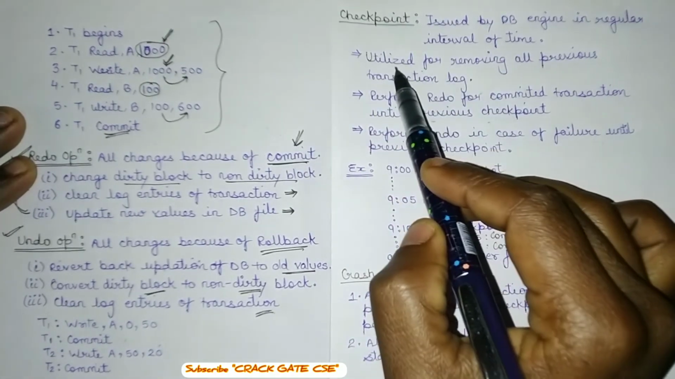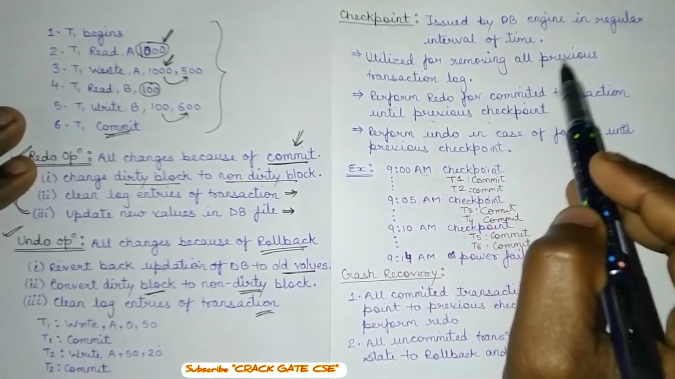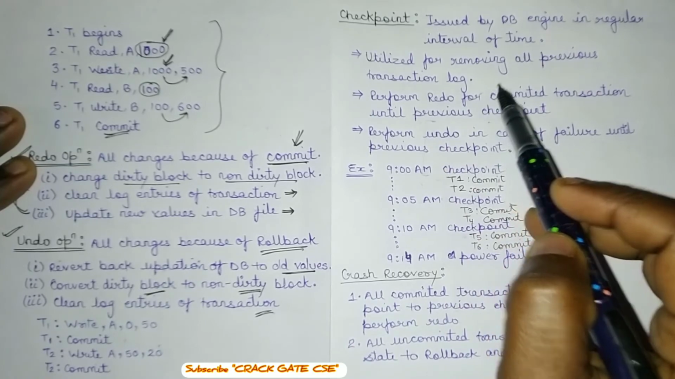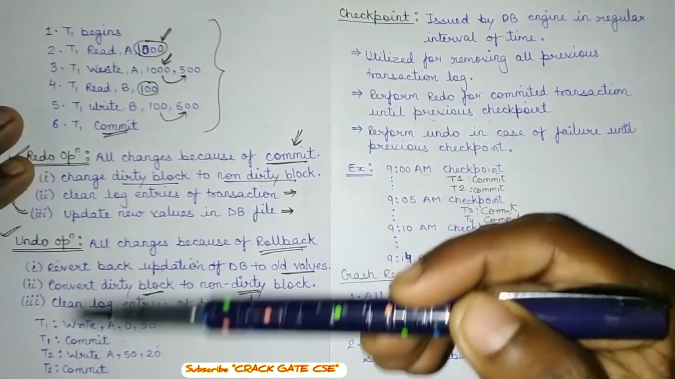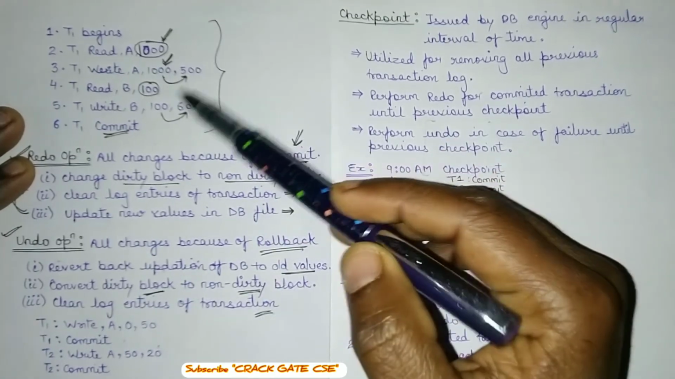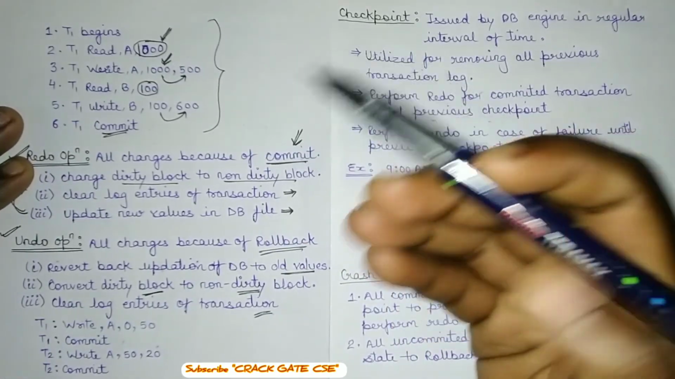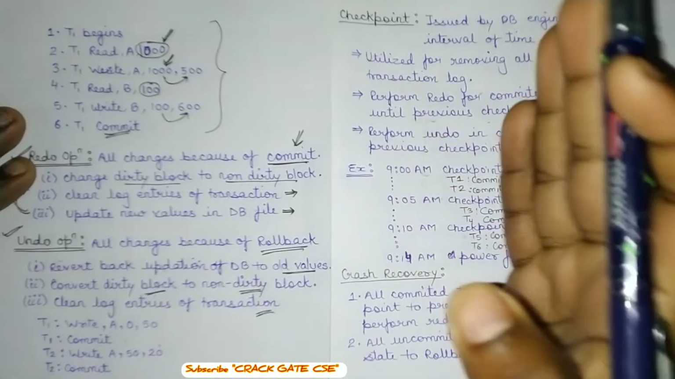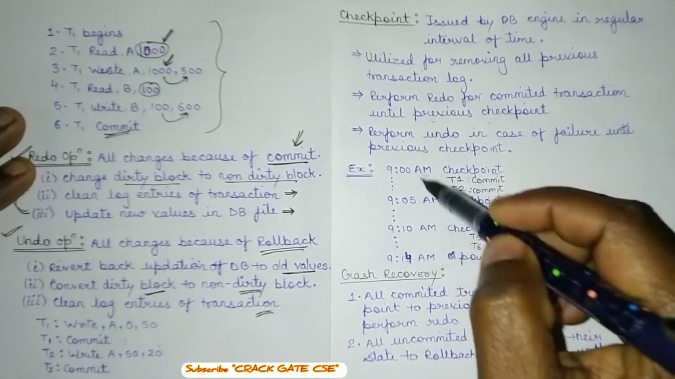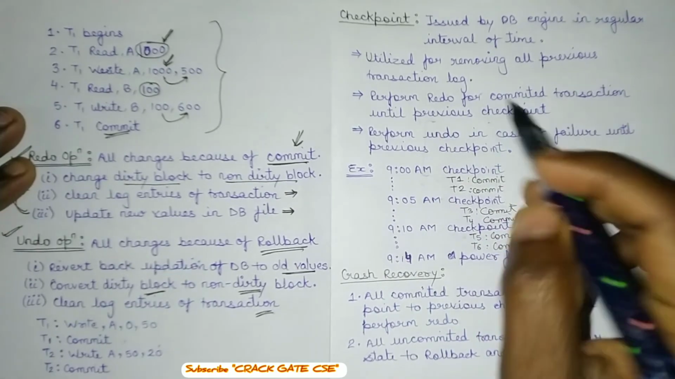This checkpoint is utilized for removing all the previous transaction logs, because let's say there are multiple transactions T1, T2, T3, T4 and so on. So once we have a checkpoint, whatever transactions we have above that particular checkpoint will be released. How? We'll see that in this particular example.